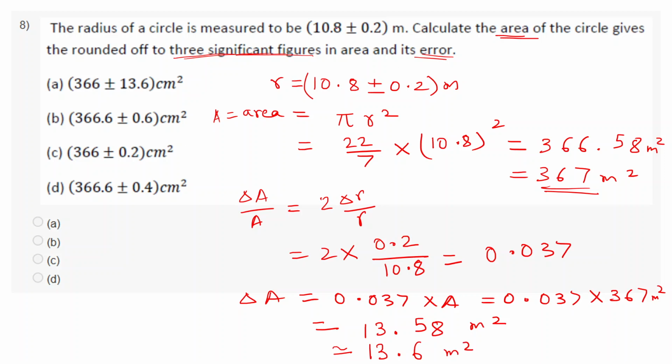Oh, wait, here it's given meter, then I think there's a mistake. Either all these should be in meter or maybe this should be in centimeter. There is an issue. Okay, if we ignore the units, then the correct value is this. That means this is the correct answer. But it should be 367 plus minus 13.6 meter square as per the question. It's in meters, so this answer should also be in meter square. Okay, but at least we learned the procedure.